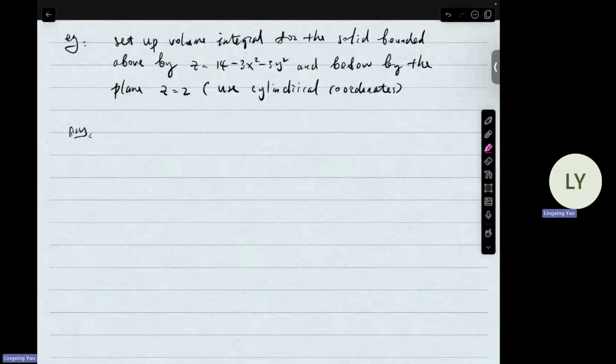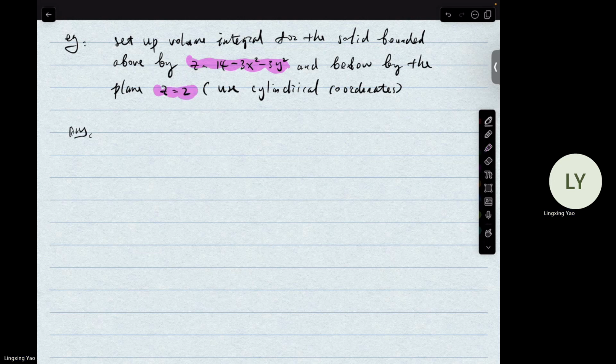For example, here, we are given one quadratic surface, and then we are also given this plane. This plane is relatively easy. It is a plane that is parallel to the xy plane and at the height of z equals 2, if you look at this, right? But this surface given here is a paraboloid, which is not so straightforward, right?